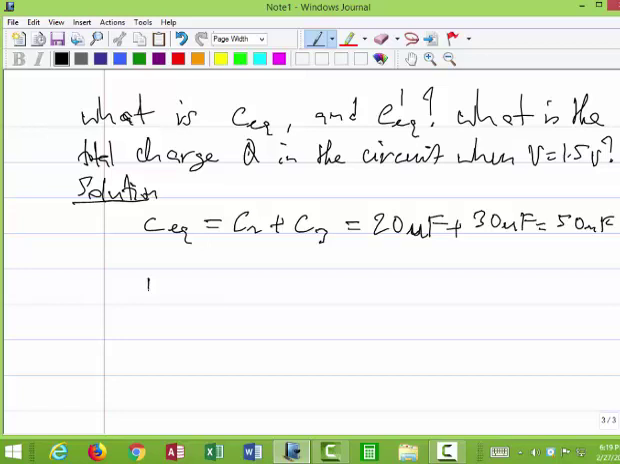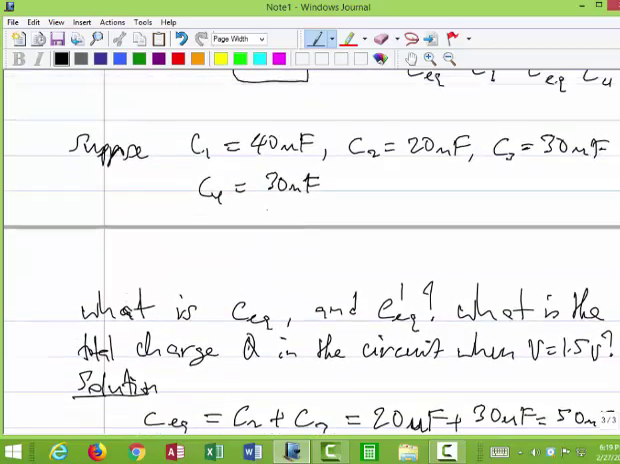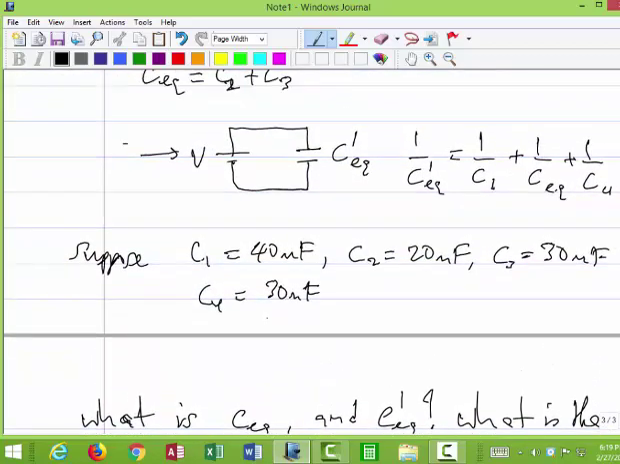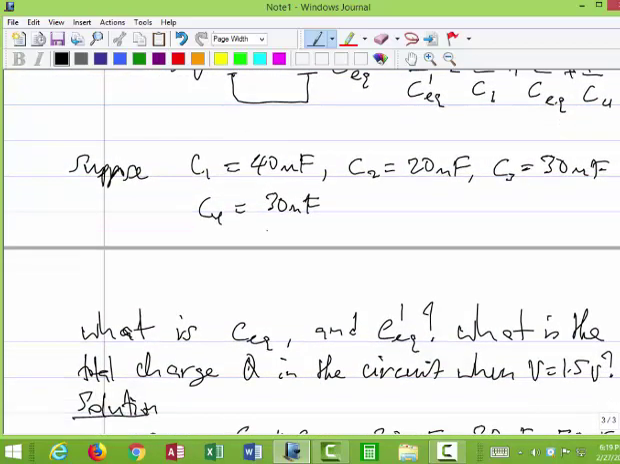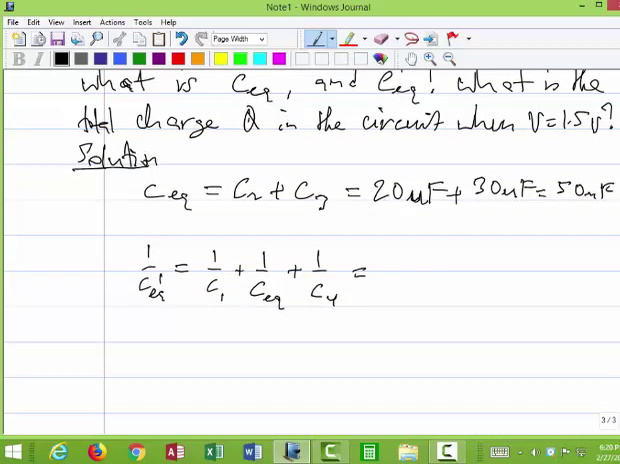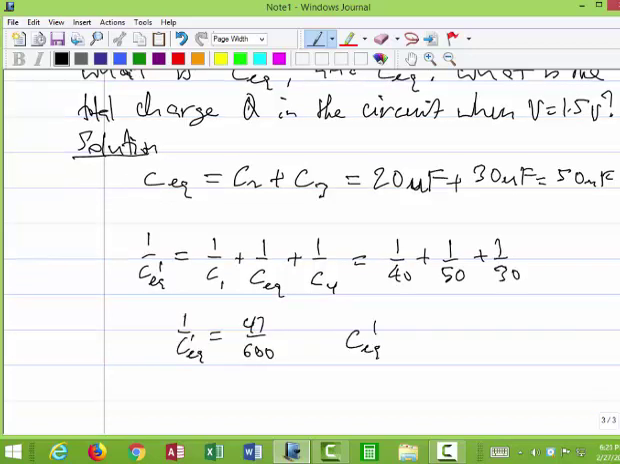And then 1 over C equivalent prime is 1 over C1 plus 1 over C equivalent plus 1 over C4. Okay, so we can calculate C equivalent prime from that. We have C1 is 40, C equivalent is 50, and C4 is 30. So we have 1 over 40 plus 1 over 50 plus 1 over 30. So C equivalent prime is therefore equal to what?